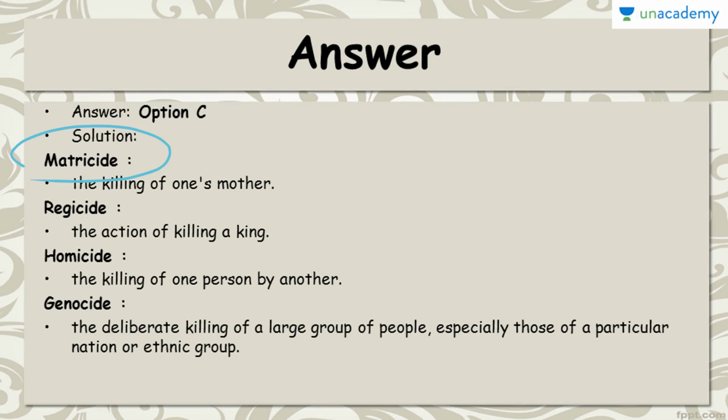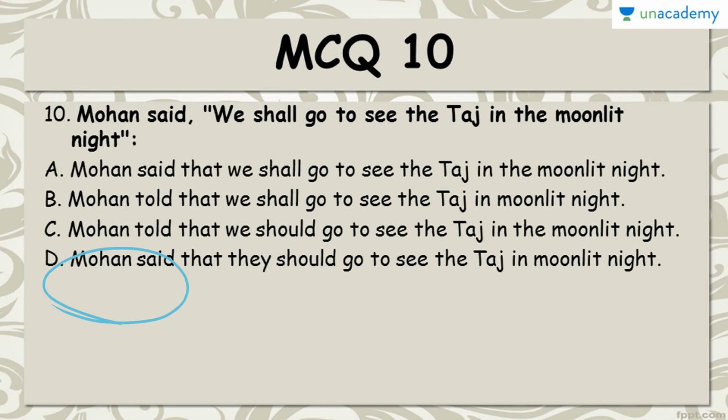Matricide, the killing of one's mother. It's very clear from the word matri, which means maternal, related to mother. We have regicide, the action of killing a king. Homicide, the killing of one person by another, that's a murder. We have genocide, the deliberate killing of a large group of people, especially those of a nation or ethnic group. So genocide is the correct answer.